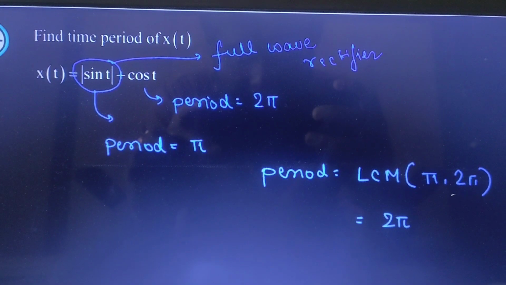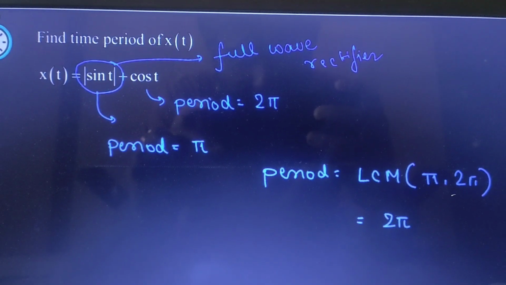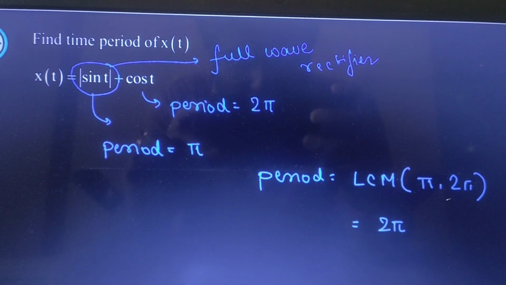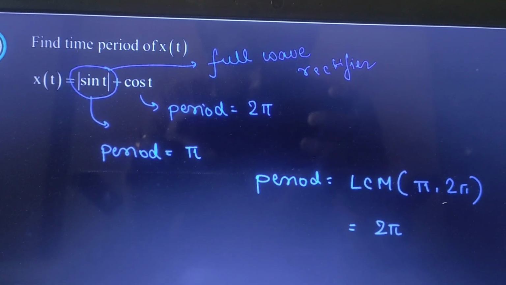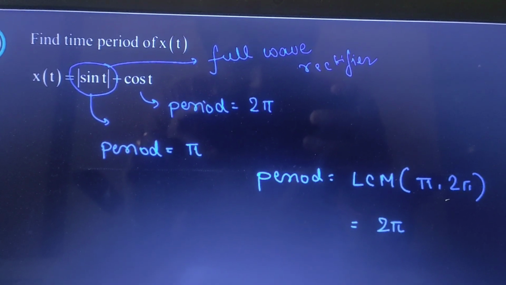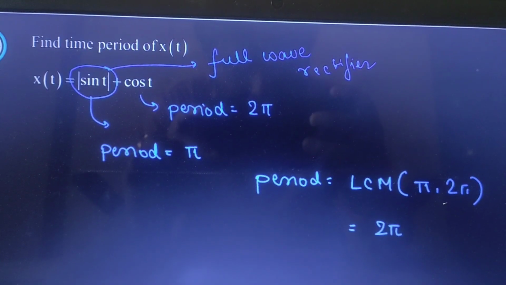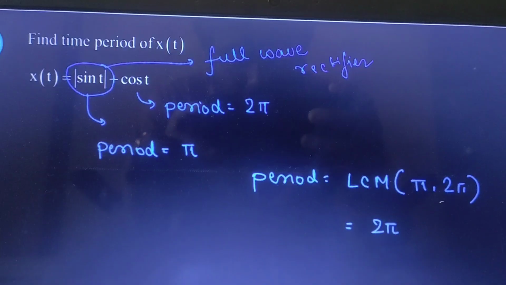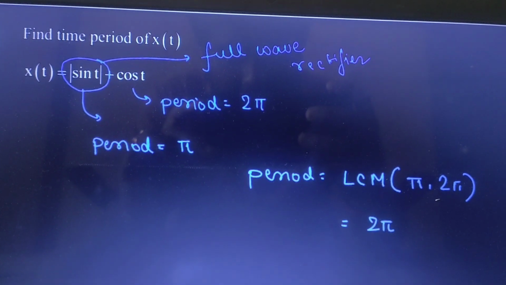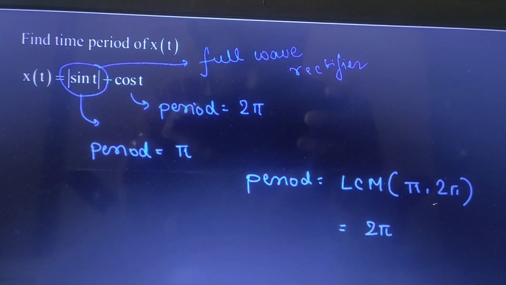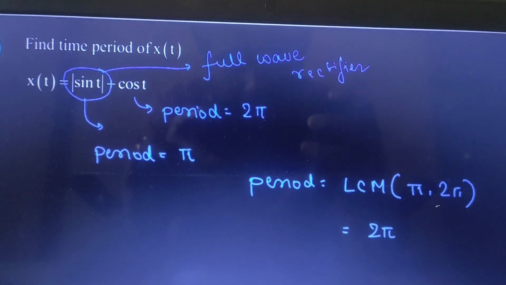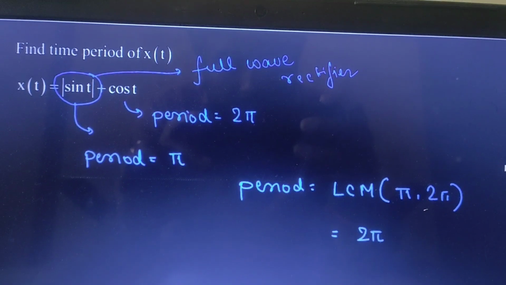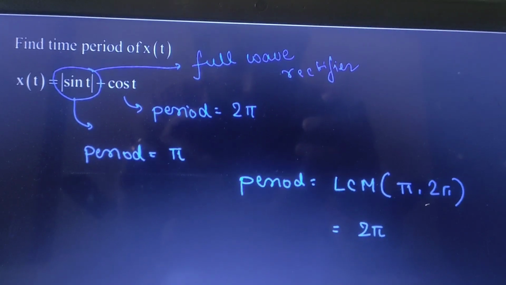Mod of sin t acts as a full wave rectifier in power electronics, and the time period of cos t is 2 pi. So the time period of cos t is 2 pi and the time period of sin t is pi. By taking the LCM of pi comma 2 pi you will get LCM as 2 pi, which is the time period of x of t. So remember, mod of sin t acts as a full wave rectifier which has a time period of pi, and cos t has a time period of 2 pi.